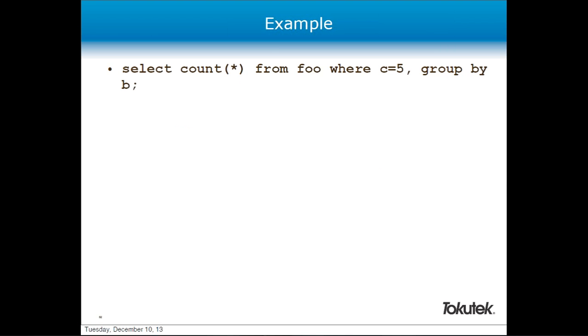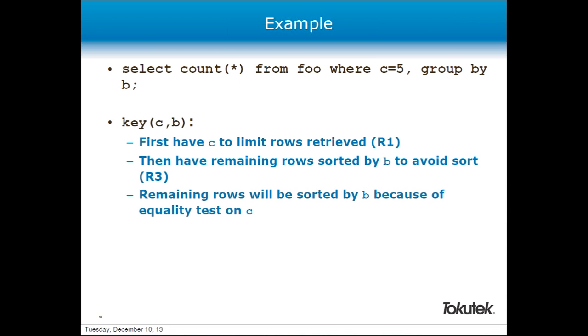So first example: select count star from foo where C is equal to 5, group by B. Well, this one we're going to want a key of C comma B. First have C to limit the rows retrieved using rule 1. Then you have the remaining rows sorted by B to avoid the sort of rule 3. And the remaining rows will be sorted by B because you had an equality test. See, this is also a good example of why an equality test is pretty nice.